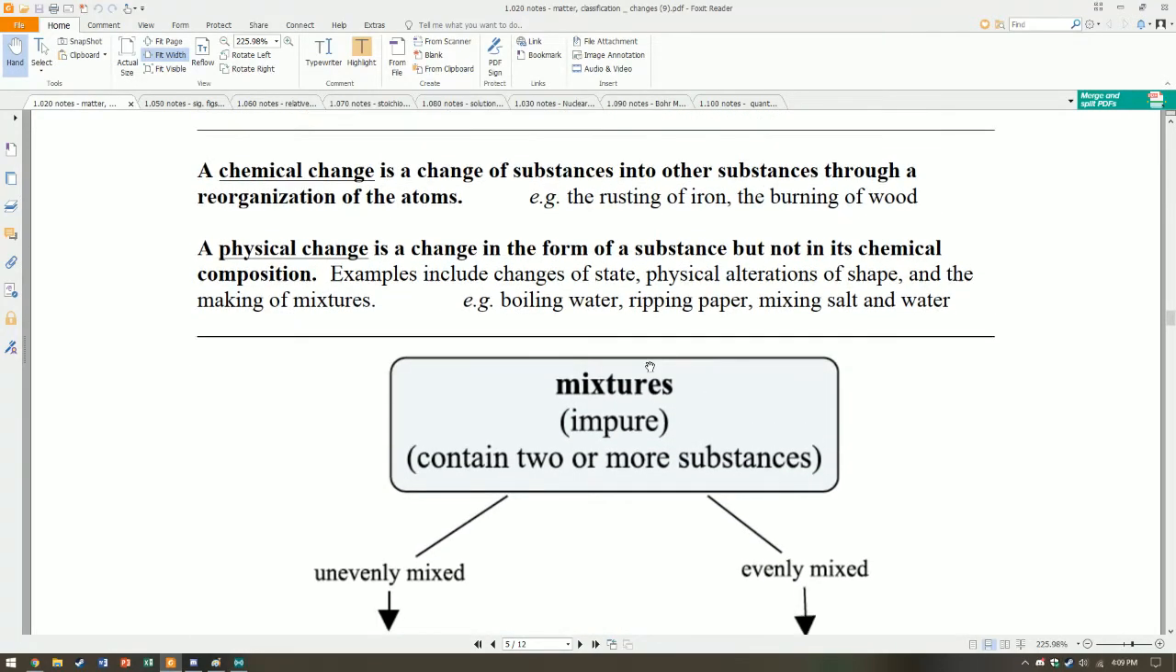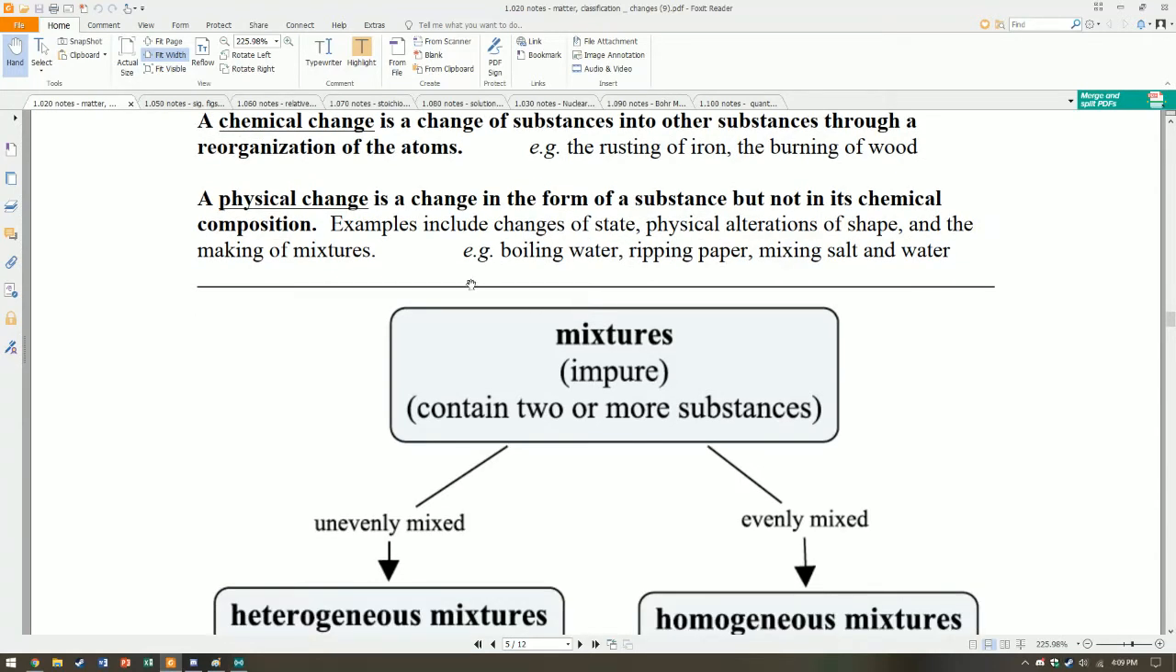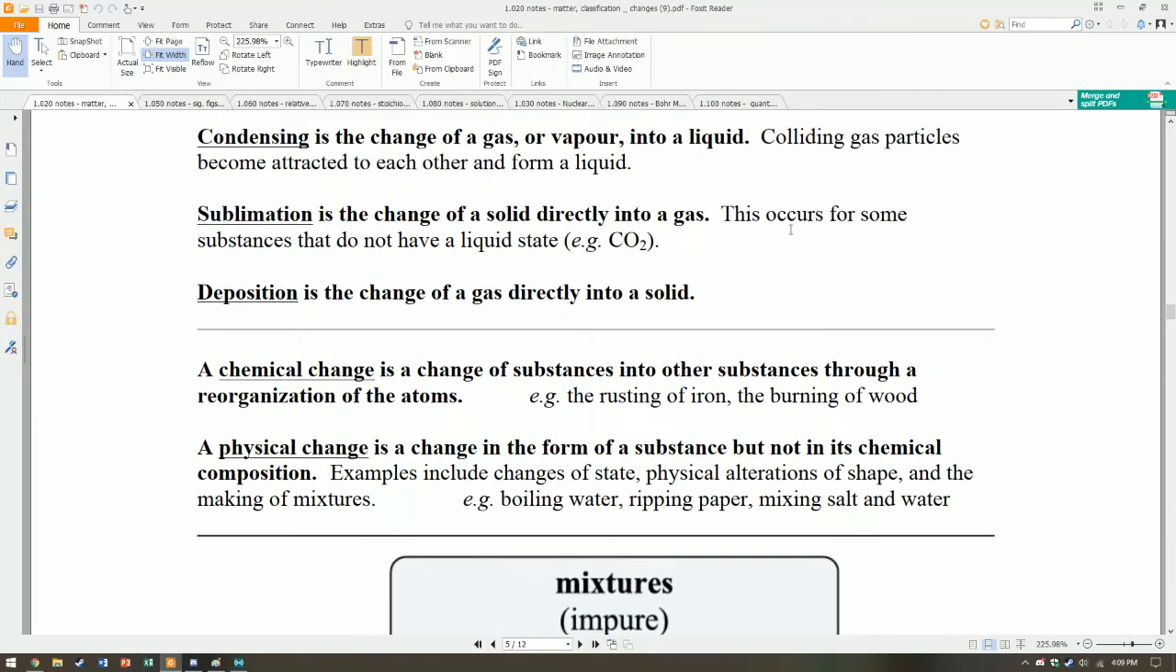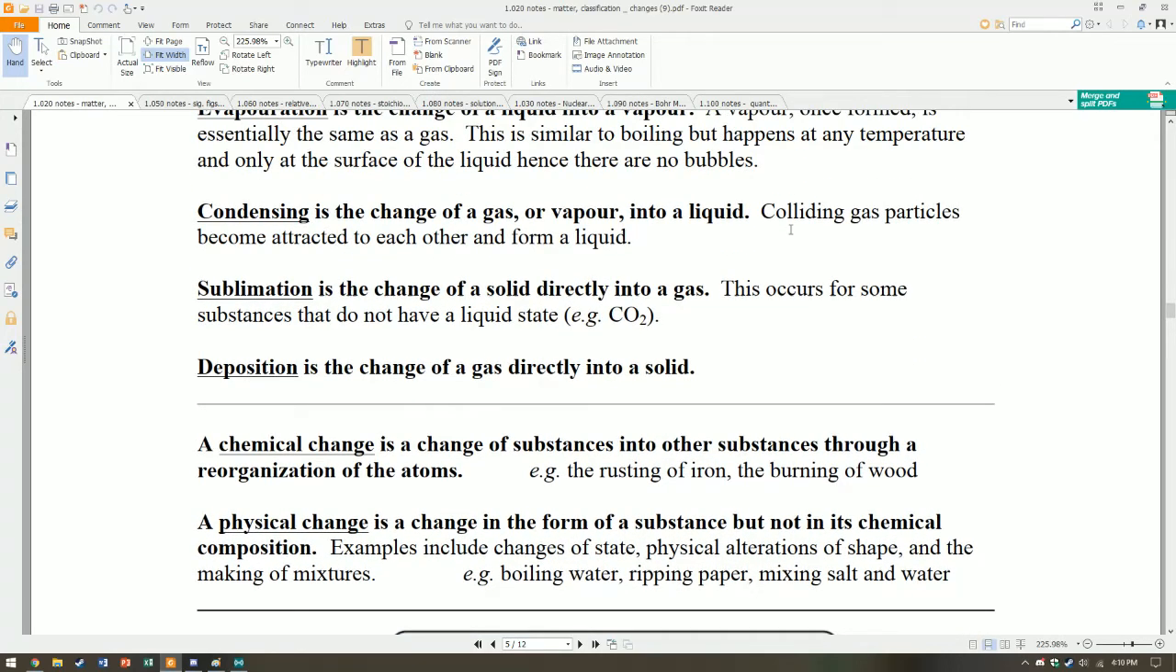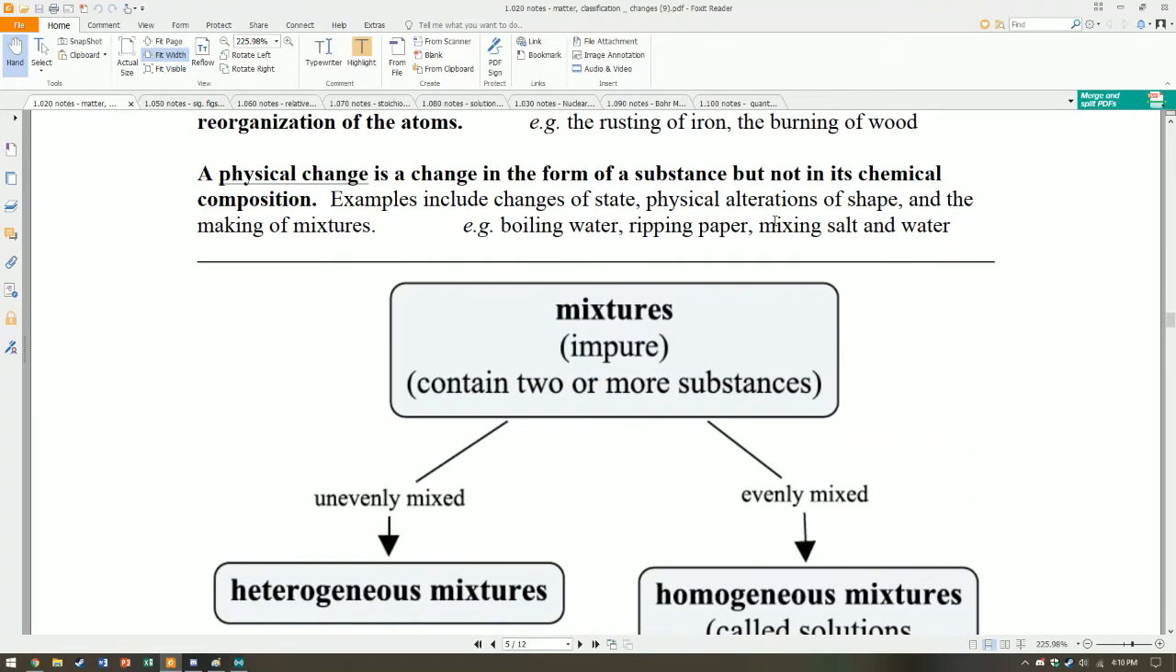A chemical change is a change of substances into other substances through reorganizing of the atoms or rearrangement of the valence electrons, if you want to get technical there. And we could describe a physical change as a change in the form of a substance, but not in its chemical composition. So a physical change is just changing the substance up. For example, a physical change would be ripping paper or mixing salt and water, because it still has the properties of the stuff you put in it, whereas a chemical change results in something with different properties entirely.